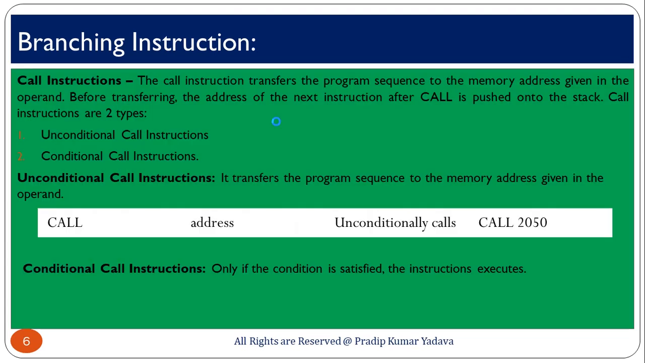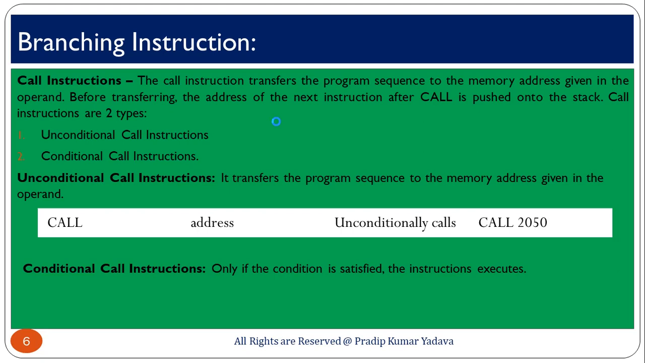Now, the second type is the call instruction. As we have already discussed, call has two types: one is the unconditional call instruction, the second is the conditional call instruction. The call instruction transfers the program sequence to the memory address given in the operand. Before transferring, the address of the next instruction after call is pushed into the stack.